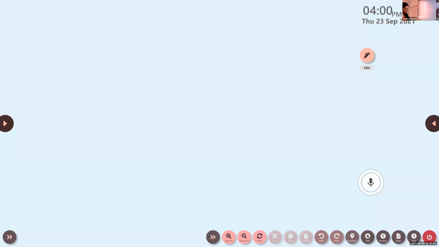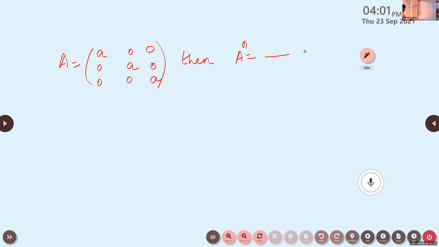Write the question. Capital A is equal to the matrix with A, 0, 0 in the first row, 0, A, 0 in the second row, 0, 0, A in the third row. Then A raised to n is equal to dash. These are the options given.